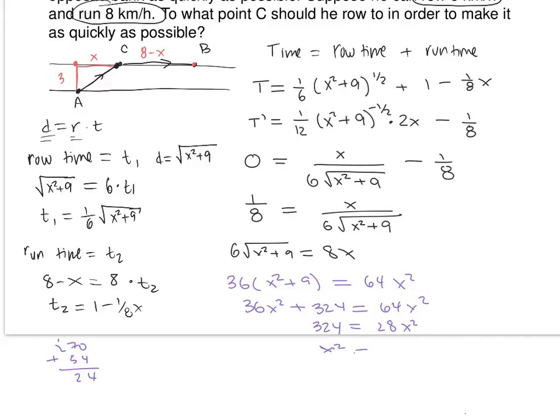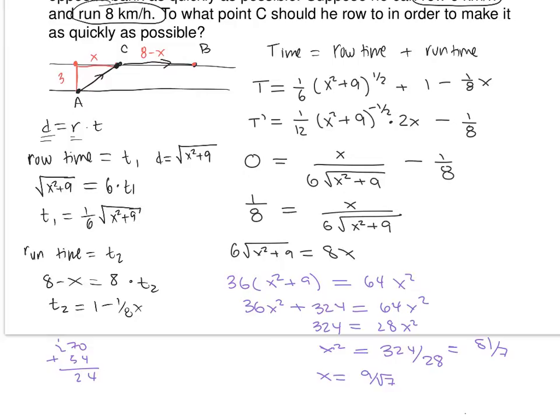X squared equals 324 over 28, and because I have my notes, I know that reduces to 81 over 7. And so x equals 9 over root 7. And obviously not negative, because he's not going to go backwards. That'd be dumb. Yeah, unless it's a really bad river, but we don't assume that that's the case.